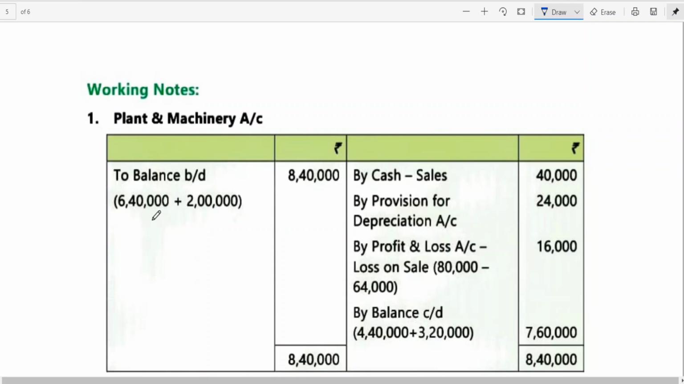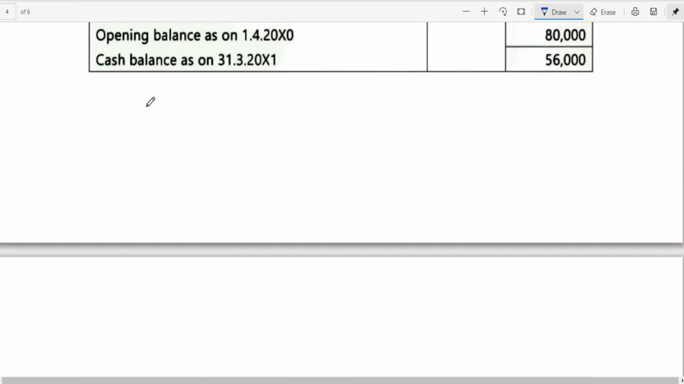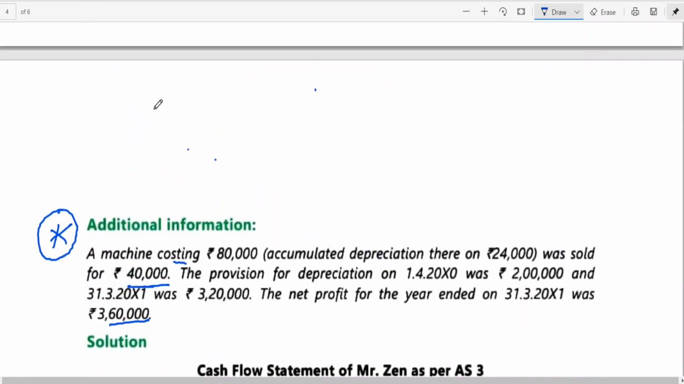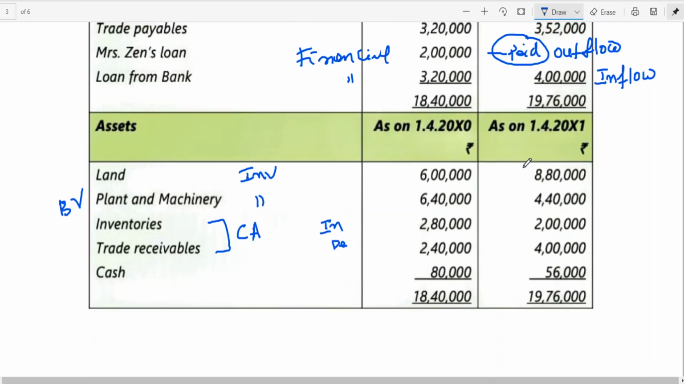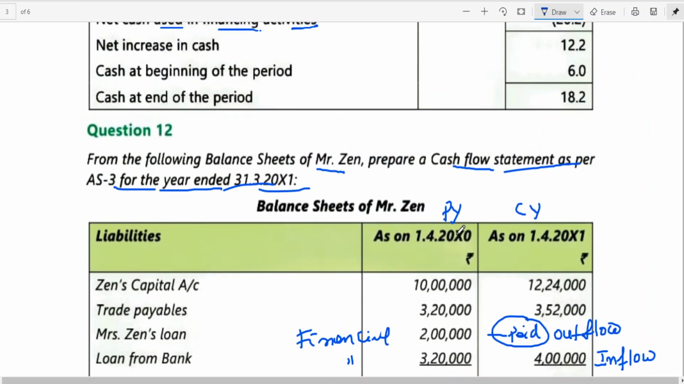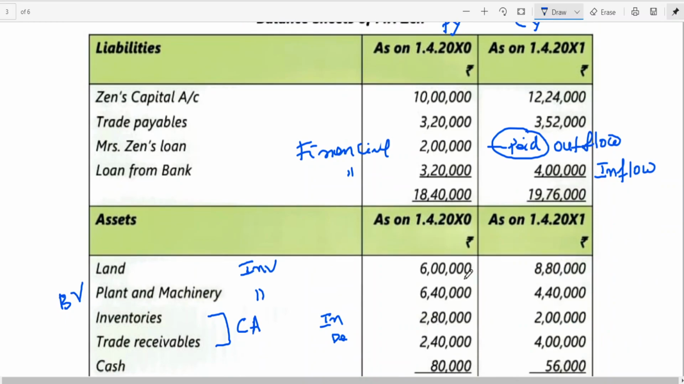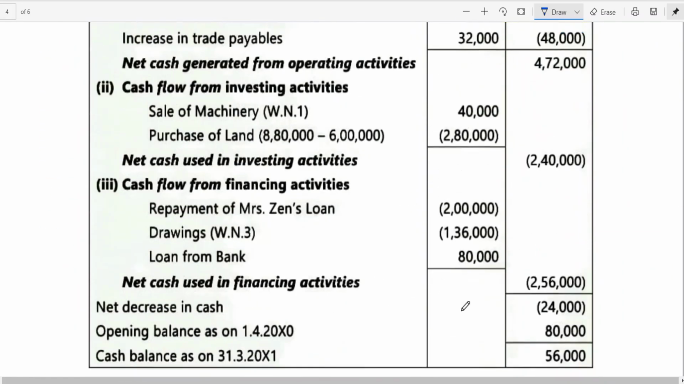Now, immediately the question which comes to your mind is, sir, opening balance, you can see, plant and machinery has been given as 6,40,000. I told you this is current year. I've already explained, sorry, this is previous year. This is current year, sorry. So, plant and machinery opening balance 640, no? Closing 440, no? But how much it has been taken here?